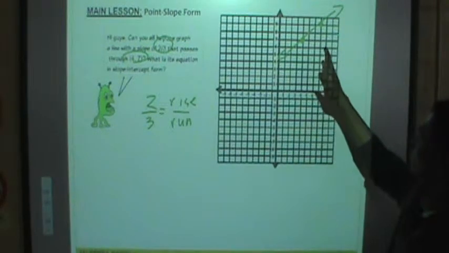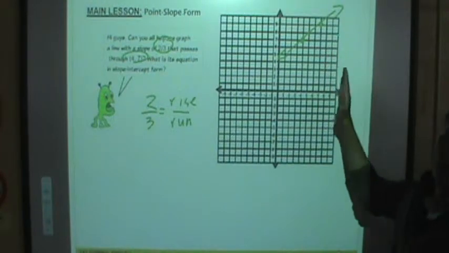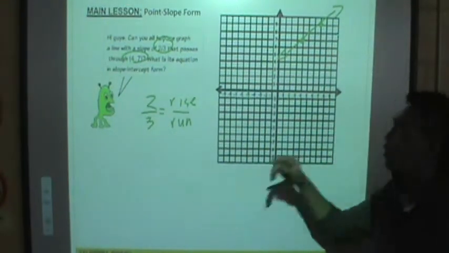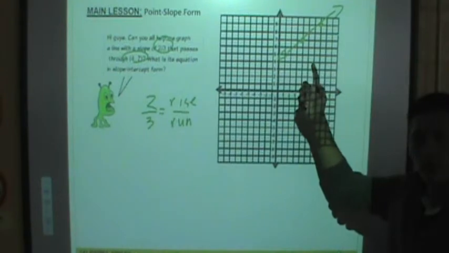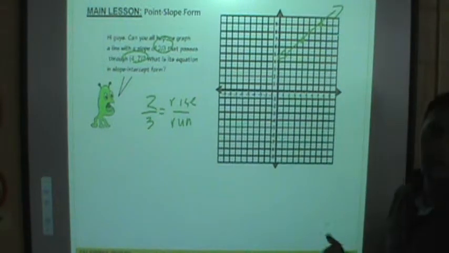Now, why did we go to the right? Because the slope is positive. Do we have to always go up? Yes, we always need to go up.